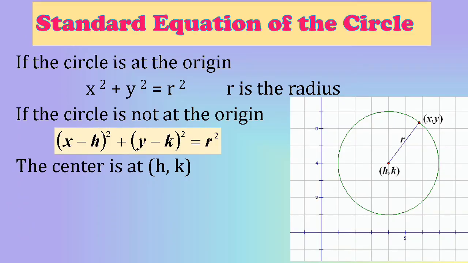From the two proofs that we have shown, we have come up with the standard equation of a circle. So if the circle is at the origin, we are going to use the equation x squared plus y squared is equal to r squared, where r is the radius of the circle. And if the circle is not at the origin, we're going to use the standard form, the quantity x minus h squared plus the quantity y minus k squared is equal to r raised to 2, where the center of the circle is (h, k).